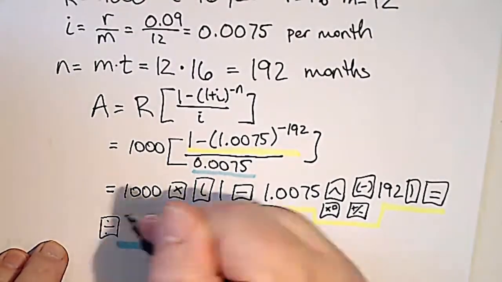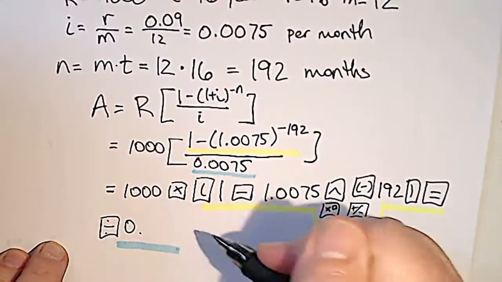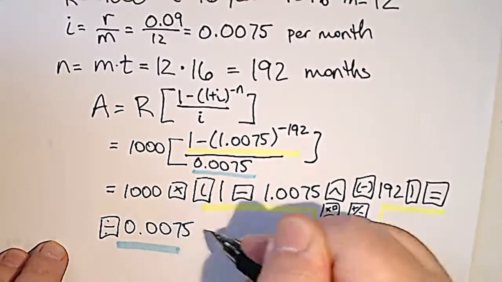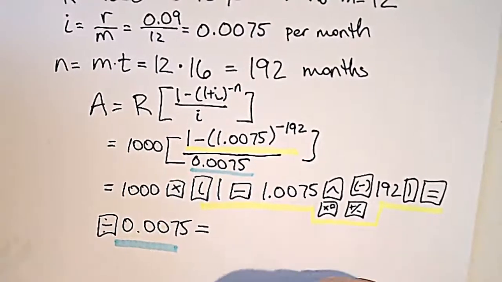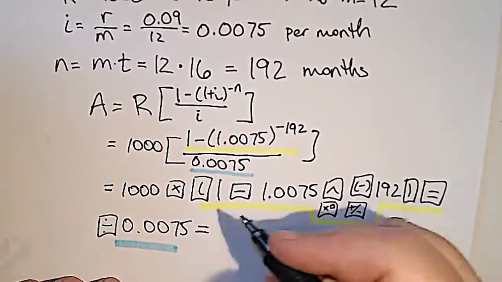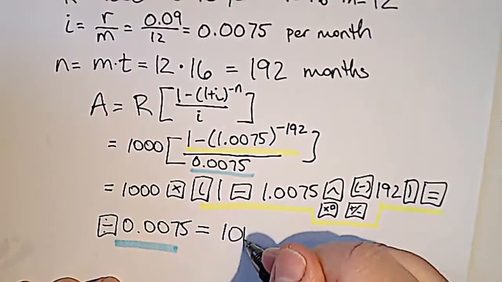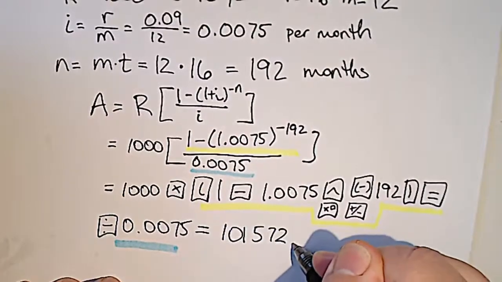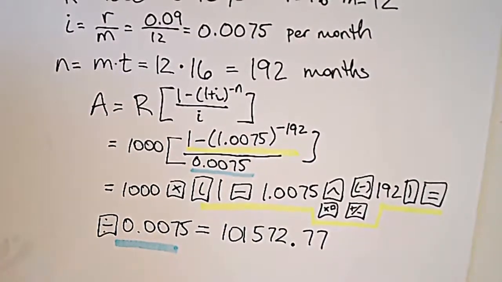Then we divide it by 0.0075. And when you do that, you're going to get 101,572.77. Here's my calculator.